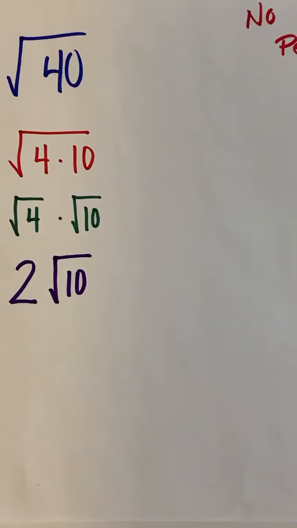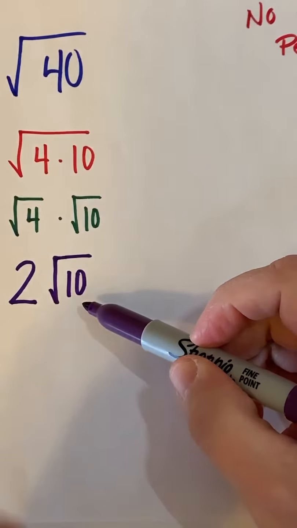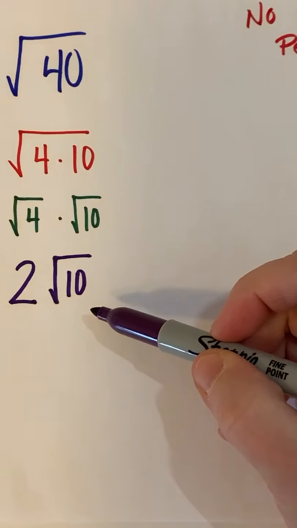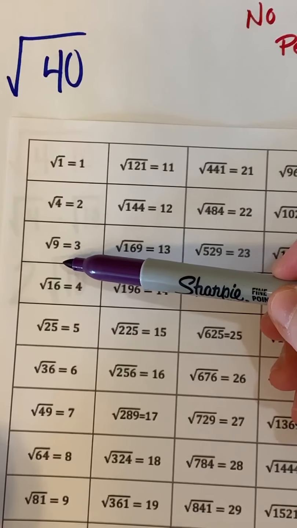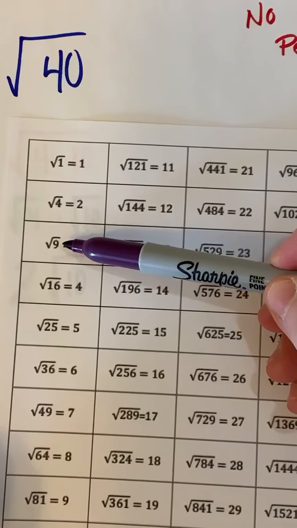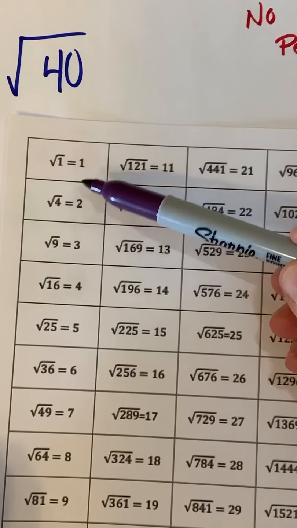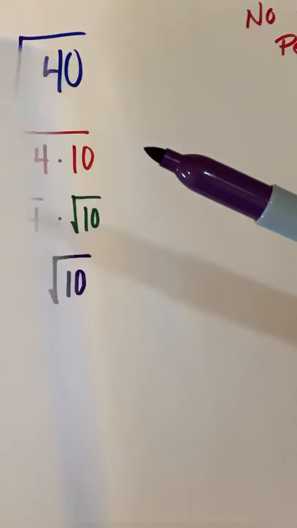Now I'm wondering, am I finished? Well, the only way I can know if I'm finished is if the square root of 10 is itself not a perfect square and no perfect squares go into it. So come over here, find where 10 would be. It's not a perfect square. 9 can't divide into 10. 4 can't divide into 10. And 1 cannot divide into 10. Well, it can, but it doesn't change our answer.